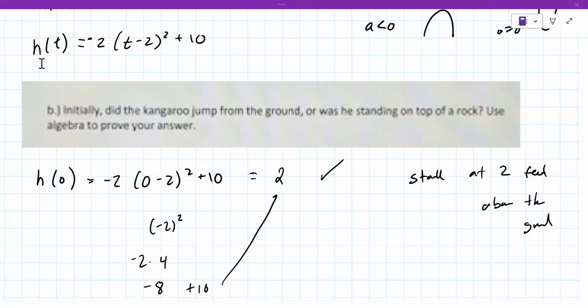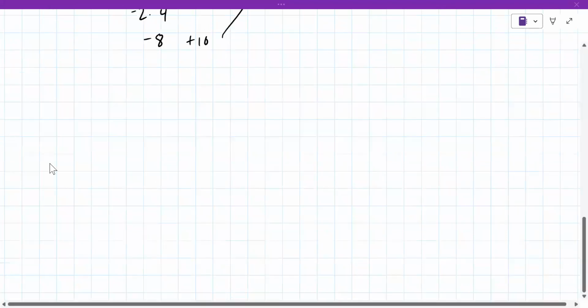But what this question is doing for you, from a high-level view, is you're putting 0 in for t. Do you like replacing it? Yeah. And there's the other thing you're going to do, which is in part C, you're going to set the whole equation equal to 0.